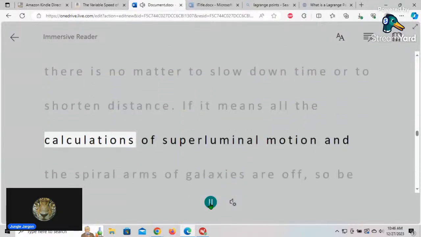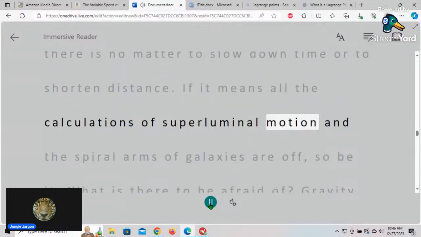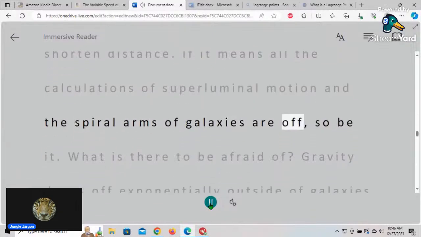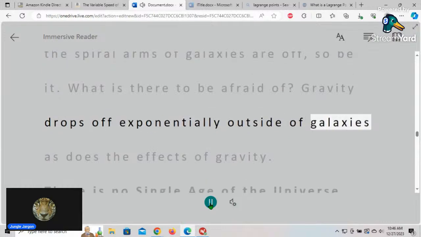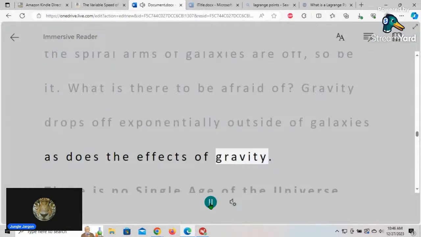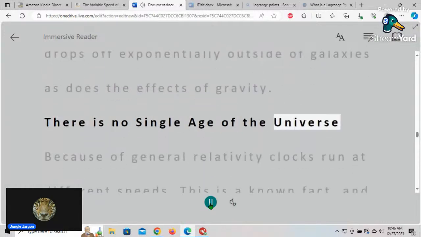If it means all the calculations of superluminal motion and the spiral arms of galaxies are off, so be it. What is there to be afraid of? Gravity drops off exponentially outside of galaxies, as do the effects of gravity. There is no single age of the universe.